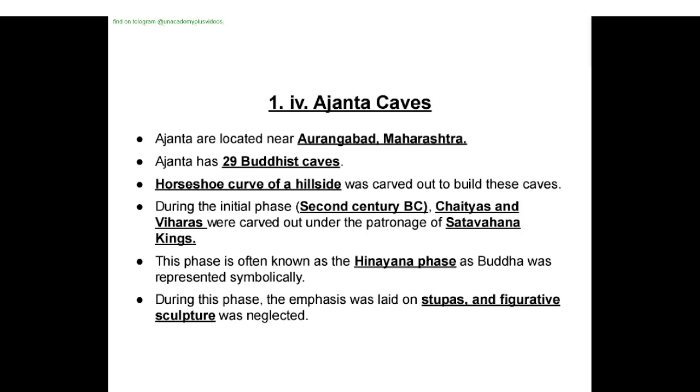Moving forward, Ajanta caves. Ajanta is located near Aurangabad, Maharashtra. Ajanta has 29 Buddhist caves. The horseshoe curve of a hillside was carved out to build these caves. During the initial phase, in the 2nd century BC, Chaityas and Viharas were carved out under the patronage of Satavahana kings. This phase is often known as the Hinayana phase, as the Buddha was represented symbolically. During this phase, the emphasis was laid on stupas and figurative sculpture was neglected.